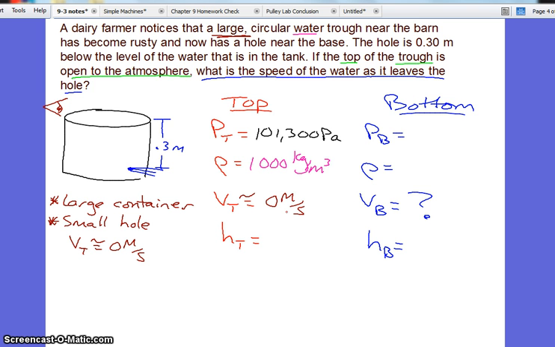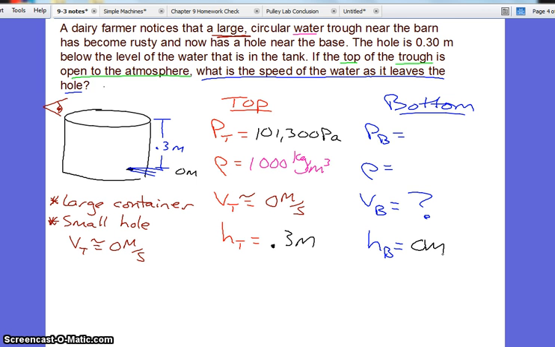Now the height. What we usually do is we call the height at the lowest point 0. So we'll call this our 0 height. And that means that the top of the trough is 0.3 meters above that. And so that is 0.3. Now if it's all a horizontal section, like let's say it's tubing that's all horizontal, then you could say the height of everywhere is 0. But in this case, we just have that the height at the top is 0.3, and so we'll call the height at the bottom as 0.